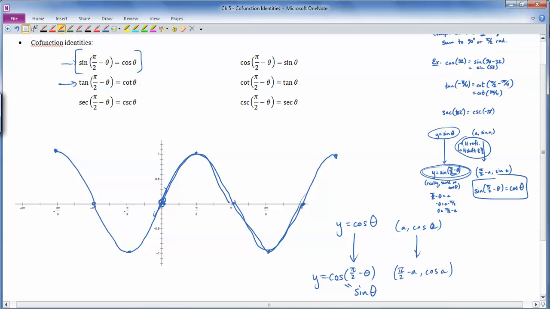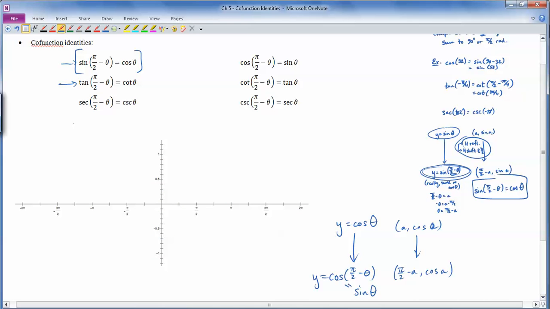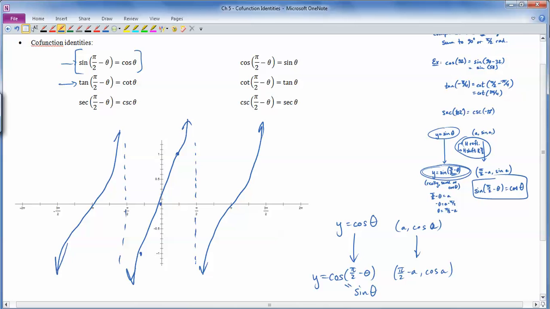Let's do the tan theta one. Okay, so tan theta has an asymptote here and an asymptote here. And let's see, pi over 4 is 1, 0, negative 1 here. This is a pretty skewed graph here. So it does something like this. Right, like that.